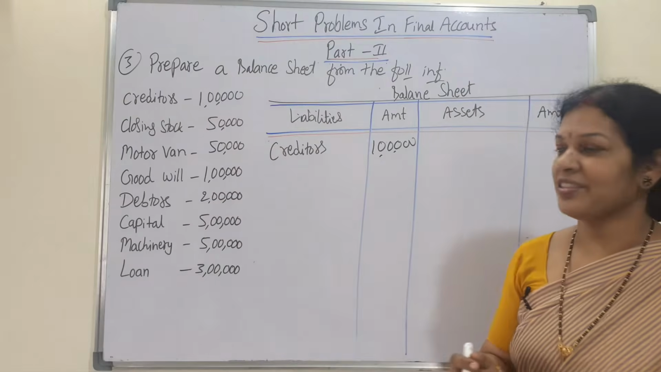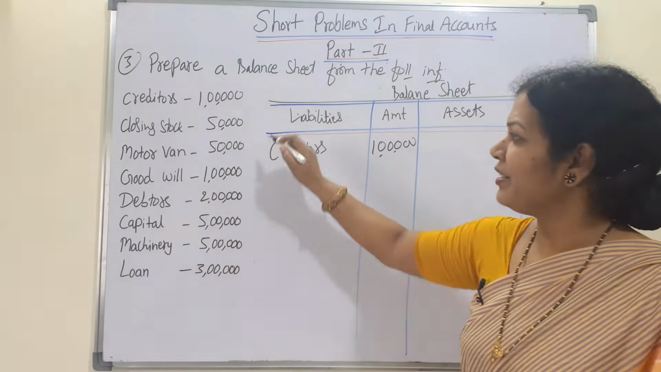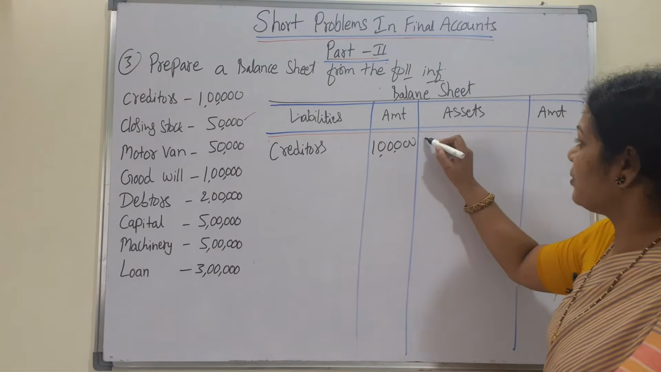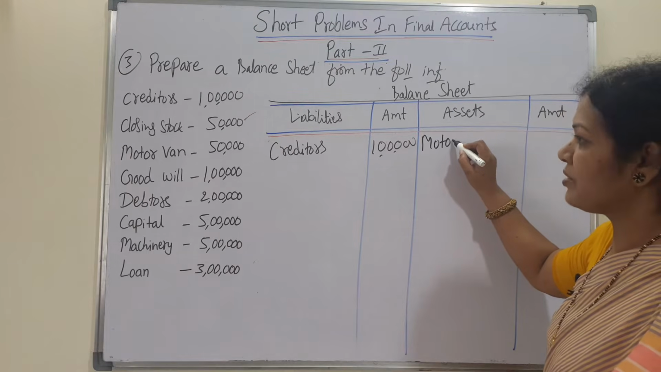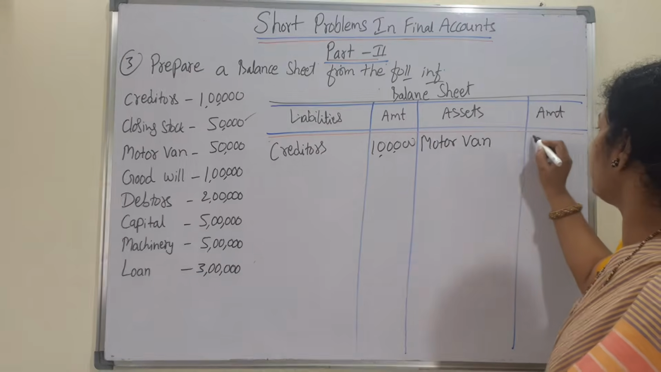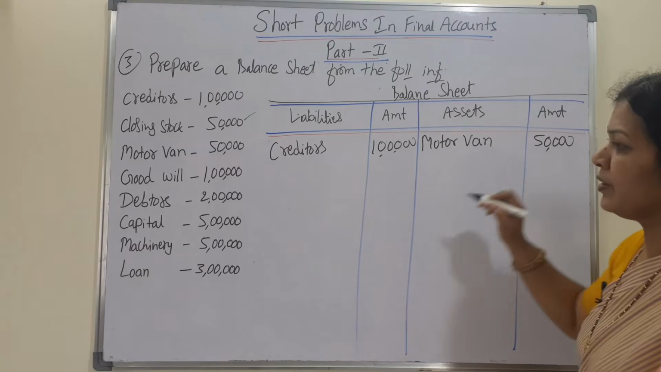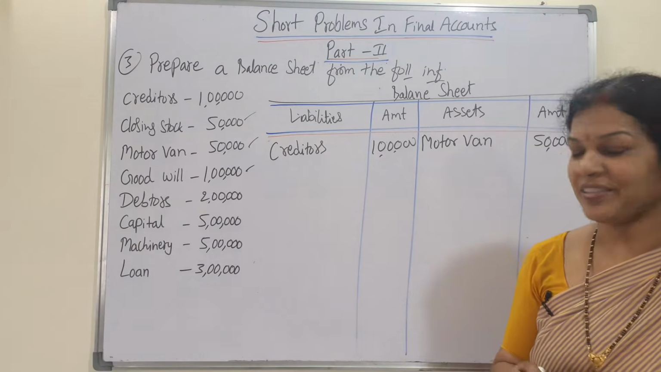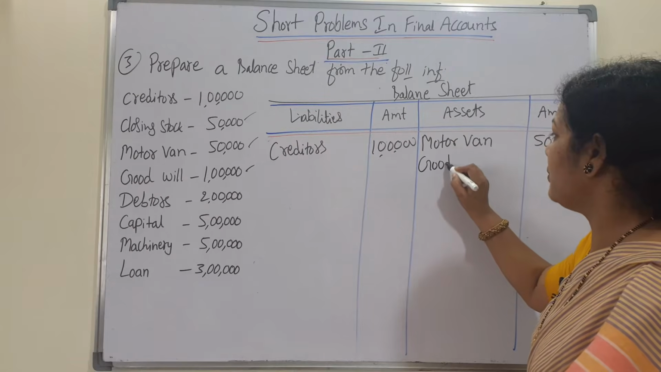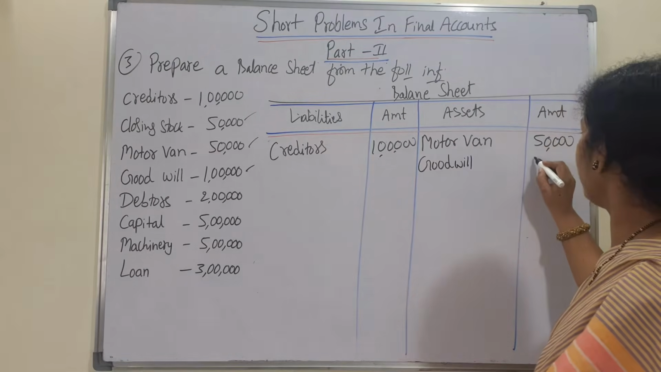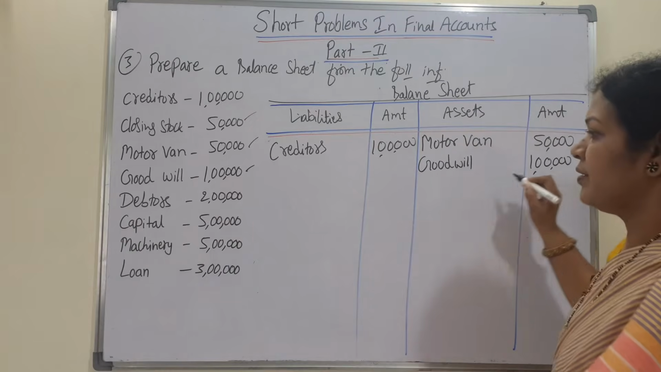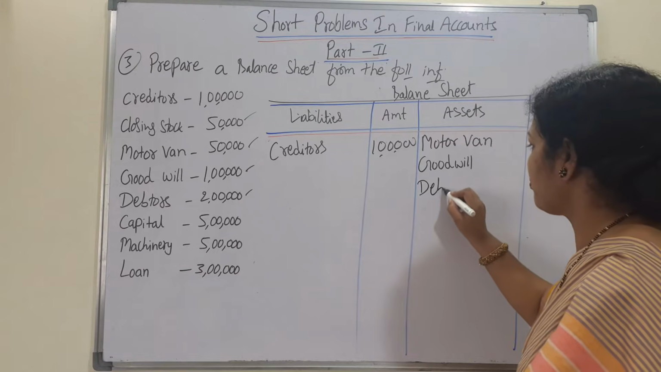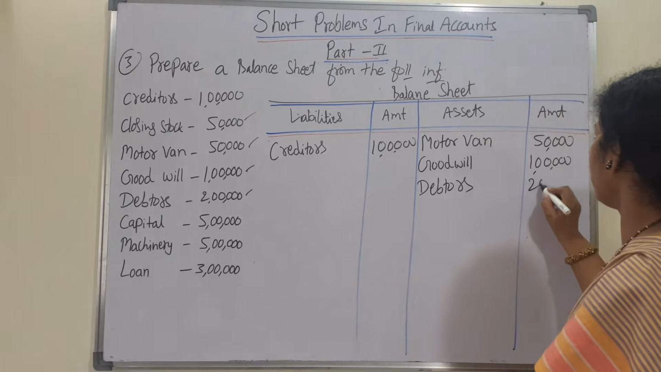Closing stock, it's an asset. Closing stock generally we'll write later, so we'll keep it pending. We'll write it lastly. And motor van, it's an asset. So we'll write it on the asset side, motor van, fixed asset, 50,000. Next, goodwill. Goodwill is an asset, intangible asset, 1 lakh. Next, debtors. Debtors is an asset. So on the asset side we'll write debtors, 2 lakh.